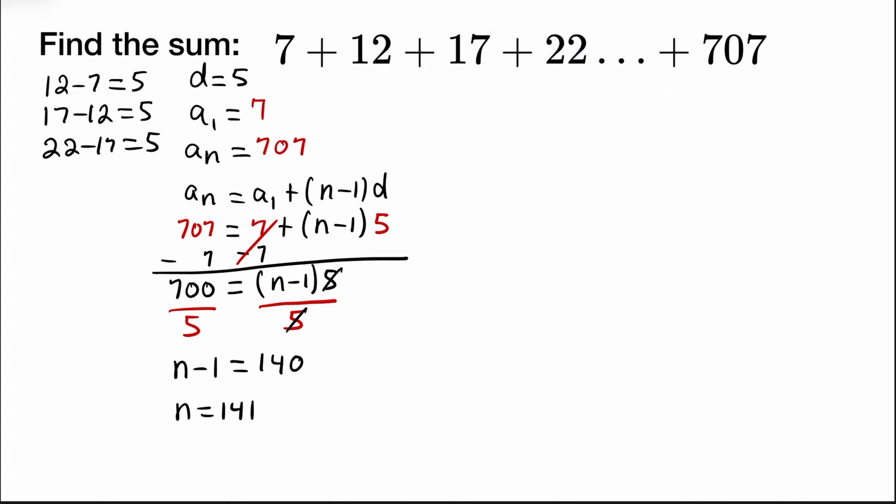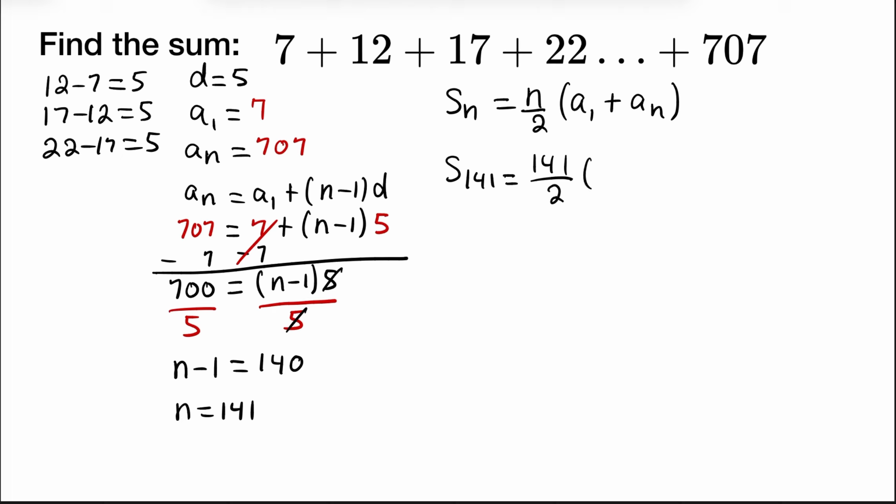So now we're going to apply the sum formula. So we'll go ahead and do that. And we have the sum formula as s sub n equals n divided by 2 times a sub 1 plus a sub n. All right, and we know that s sub n, and n is 141, equals 141 divided by 2 times 7 plus 707.